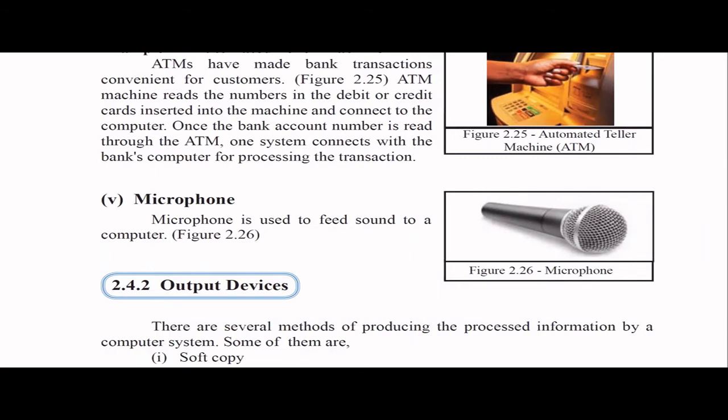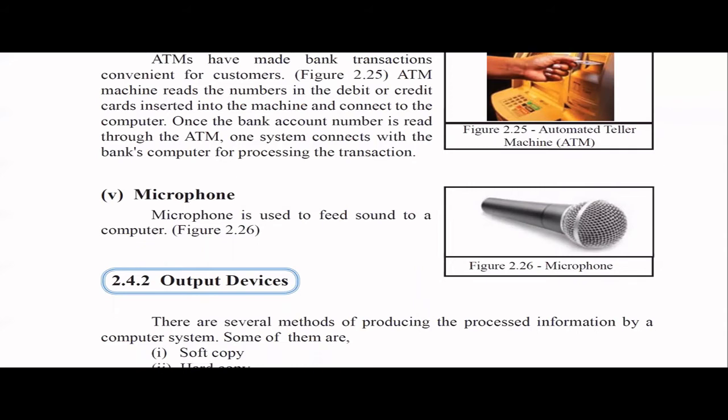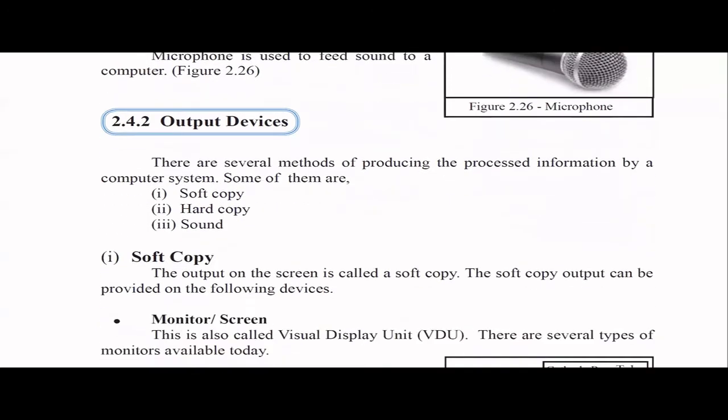Then comes the microphone, the mic, used to feed sound to the computer. So we have learned about input devices under categories. We learned keyboard and microphone separately. Other than that, we have three categories: pointing devices, scanners, and image and video capturing devices. So there were five main categories, and under them we have learned other devices as well. So that is the input devices.